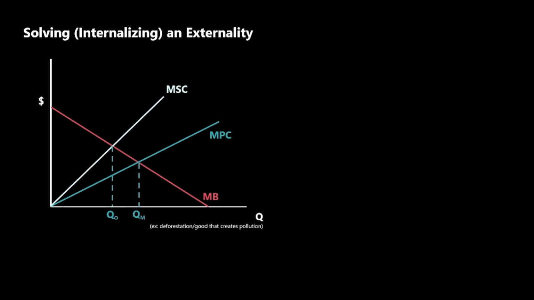Now this example could be covered using deforestation as an example, or any good that creates pollution. We'll be focusing here on deforestation. And there's three solutions, or three possible ways that we could go about getting from QM to QO. Solution number one focuses on costs. Solution number one would aim to make deforestation more expensive.